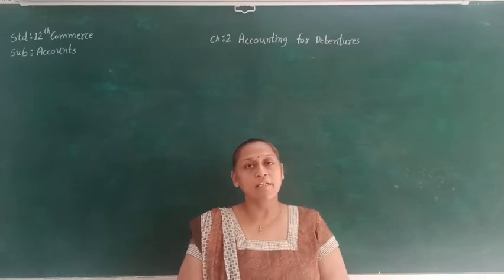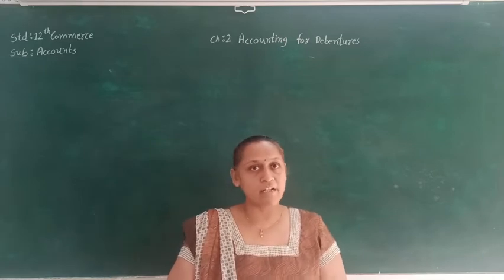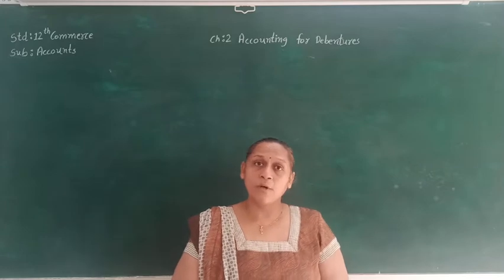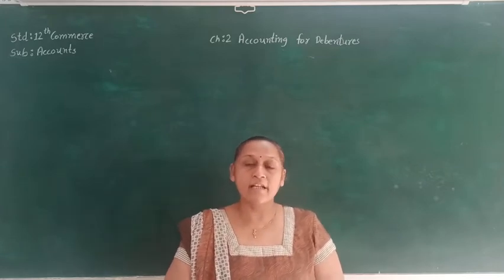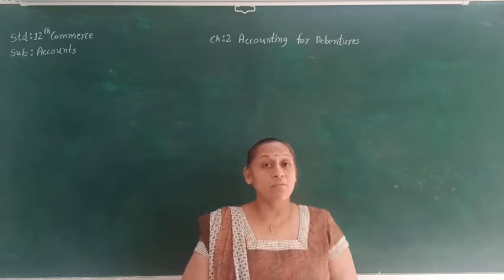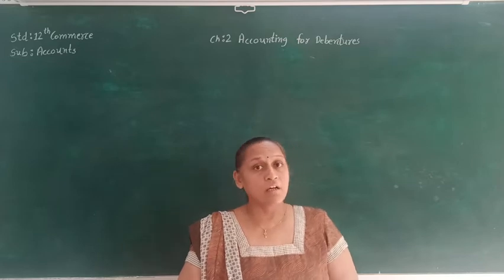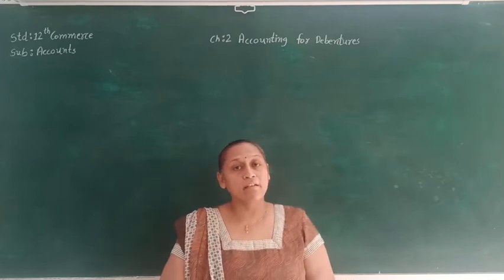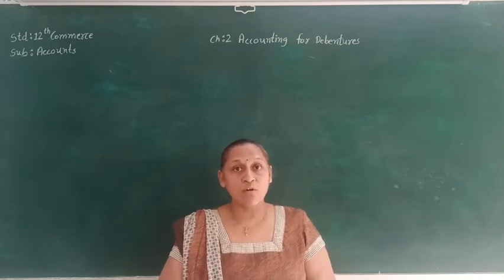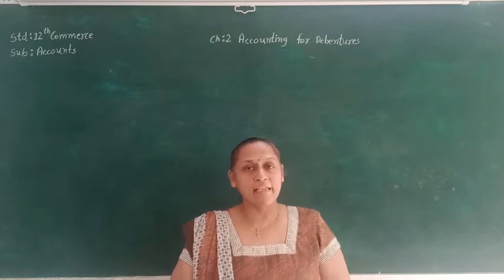Today we are going to see chapter number 2, accounting for debentures, of standard 12 commerce subject accounts. Today we are going to see a new point, that is TDS, tax deducted at source, and its accounting treatment. Here we will see how the company is supposed to calculate the tax of the debenture holder, and the company has to pay the same to the income tax office, and how the journal entry is supposed to be passed in the books of the company. Let's see that.